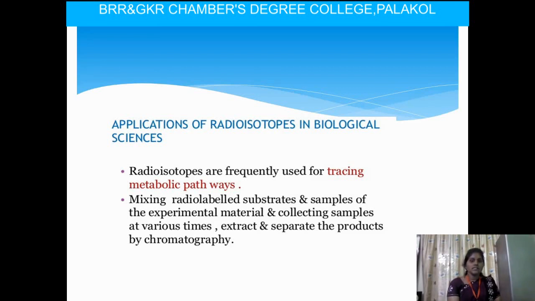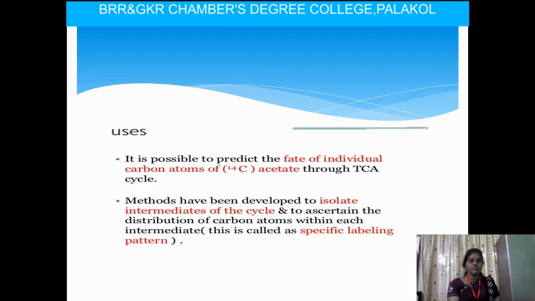These can be extracted or separated by chromatography. Some of the important metabolic pathways can be studied, and we can observe the fate of cells. Fate of cells means that we have different types of cells in our body. For example, in our blood we have different types of cells like RBC, WBC and platelets.